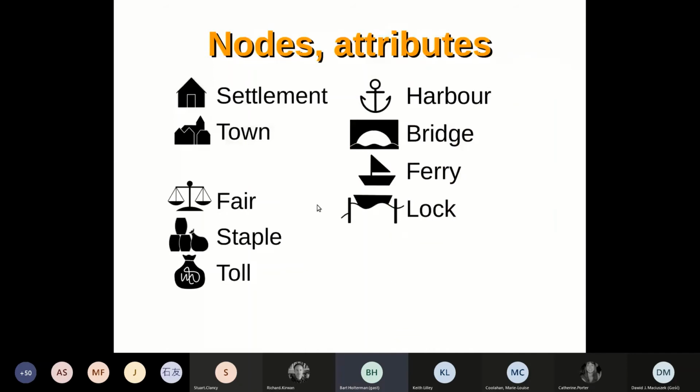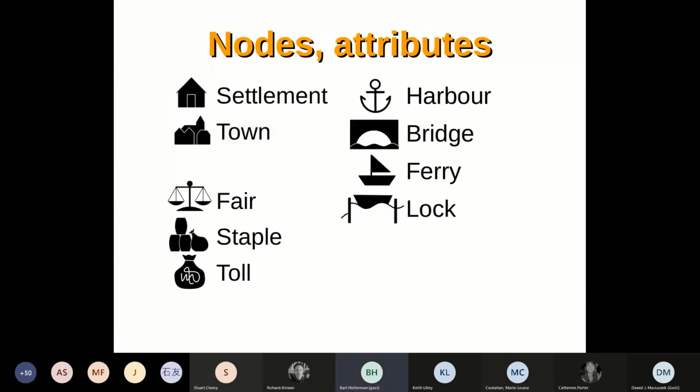Finally, there are 4 attributes that are related to the waterways. First of all, there's the harbor, which we have defined as a place where it is possible to switch between a waterway and a land road. So where you can actually embark or disembark a boat, or where you can load your commodities onto a vessel or not.